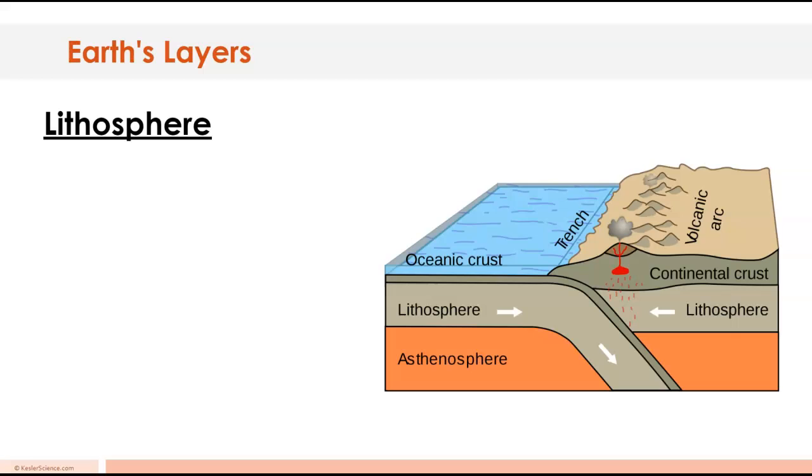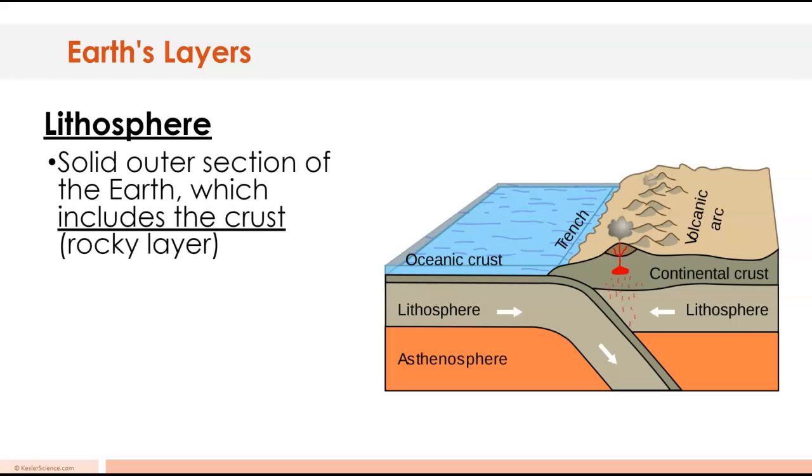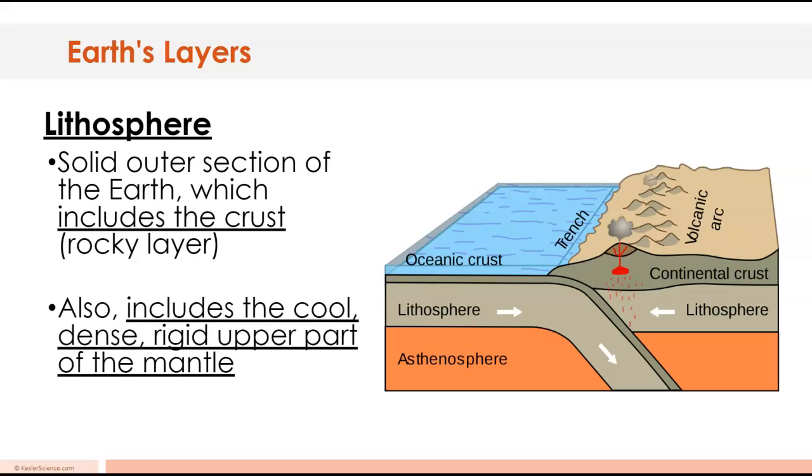Okay. Now here's where it gets a little confusing because we have this layer called the lithosphere. It includes the crust, the rocky outer section of the Earth, and it also includes the top part of the mantle that's cool, dense, and rigid. So here we see it right here. So we've got the crust on top here, and then right underneath that is the lithosphere. So the lithosphere includes the crust and the very, very top cooler layer of the mantle. So go ahead and pause and write that down.